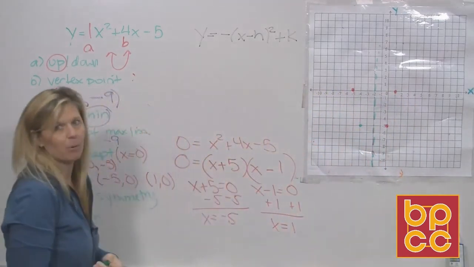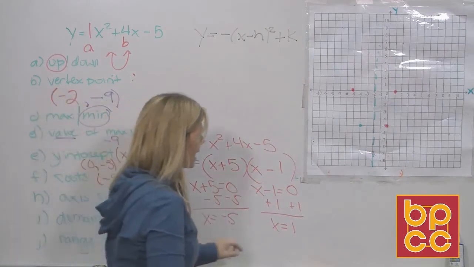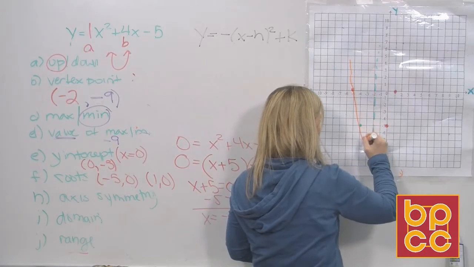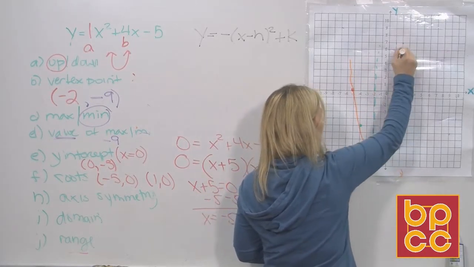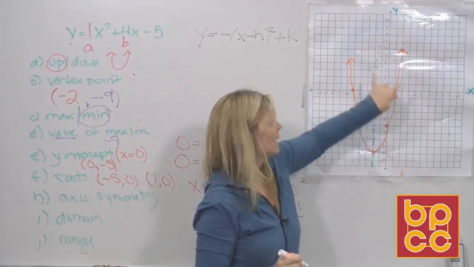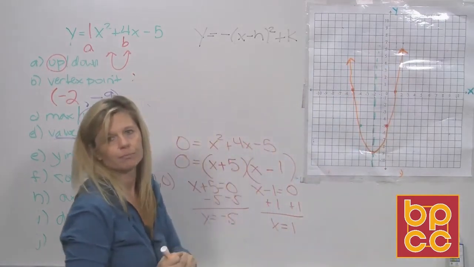Now I have 5 points. Now I can make my pretty parabola and graph it. And it's supposed to be a letter U, so make it look like a curve. It's got to go through all those points. It's got to have arrows.